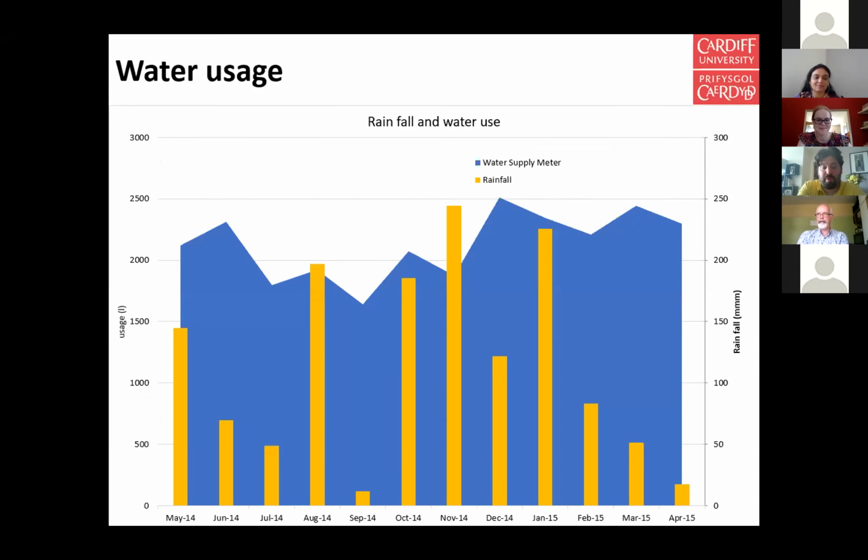Now, water supply: you think it rains a lot in Wales. It does, but it doesn't rain all the time. The rainfall is the yellow, and that shows there are particular periods within the year that have very little rain. This caused quite a lot of anxiety to the householders, because they had to go and get water from neighbours in large containers, about a cubic metre at a time.